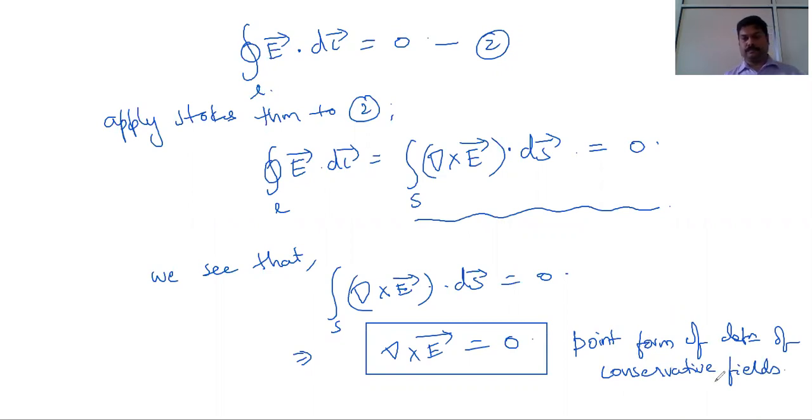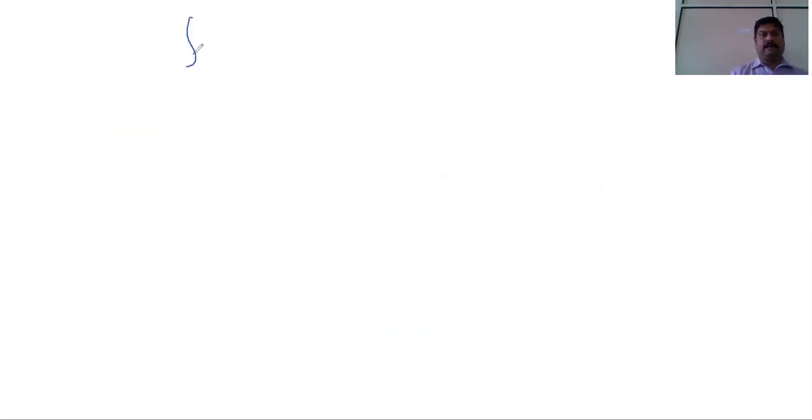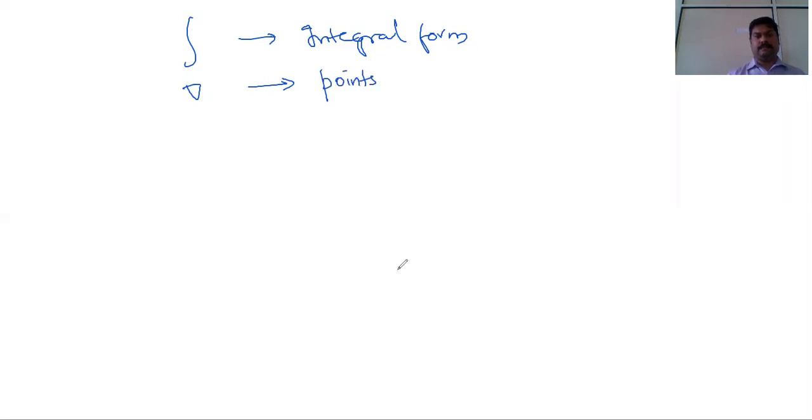Right? So the point is, if you have an integral like this in the equation, then it is called an integral form. If you have the operator del in the equation, such equations are called point forms. Right?